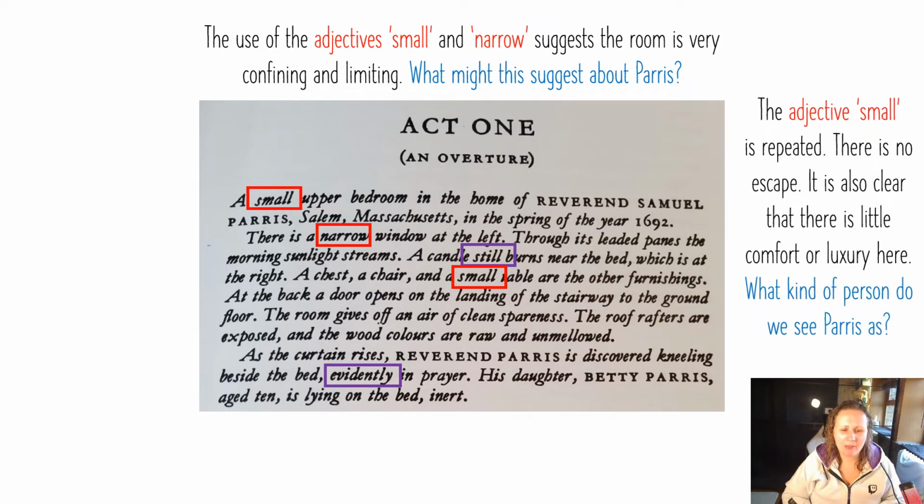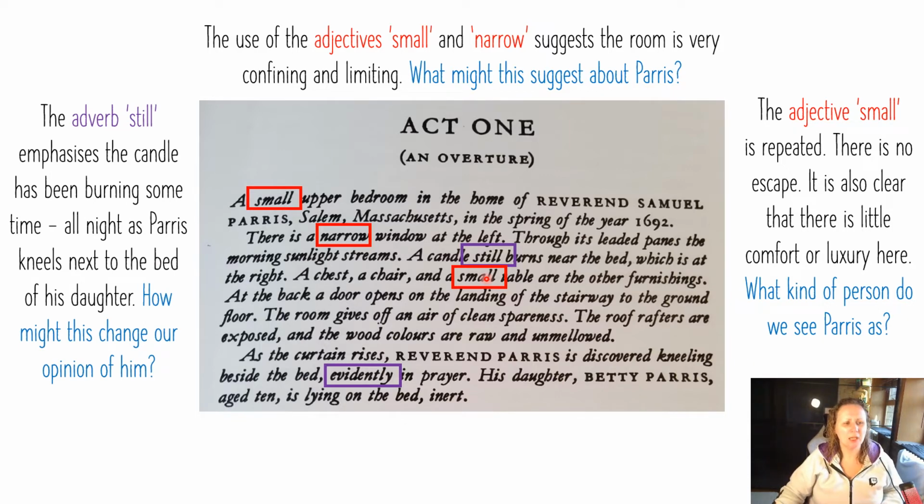Okay. Then we have the adjective small, which is repeated when it's looking at the table. So look, it's here. We're on this small here. Again, if it's small, there's no escape. Small table, it's not very comfortable. It's not very luxurious. So what kind of person do we see Reverend Paris as, if this is where he lives? Little comfort, little luxury. This is his house. So what kind of person is he?